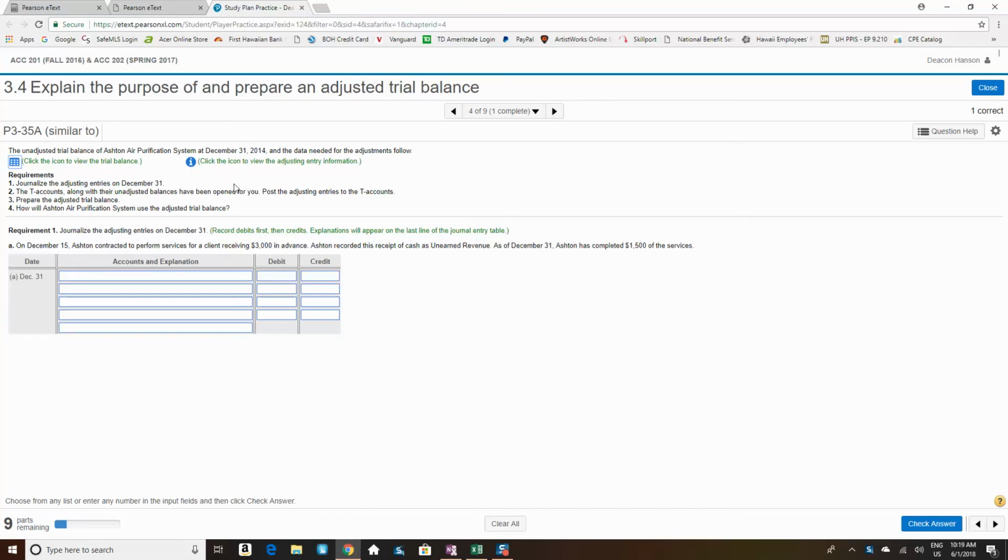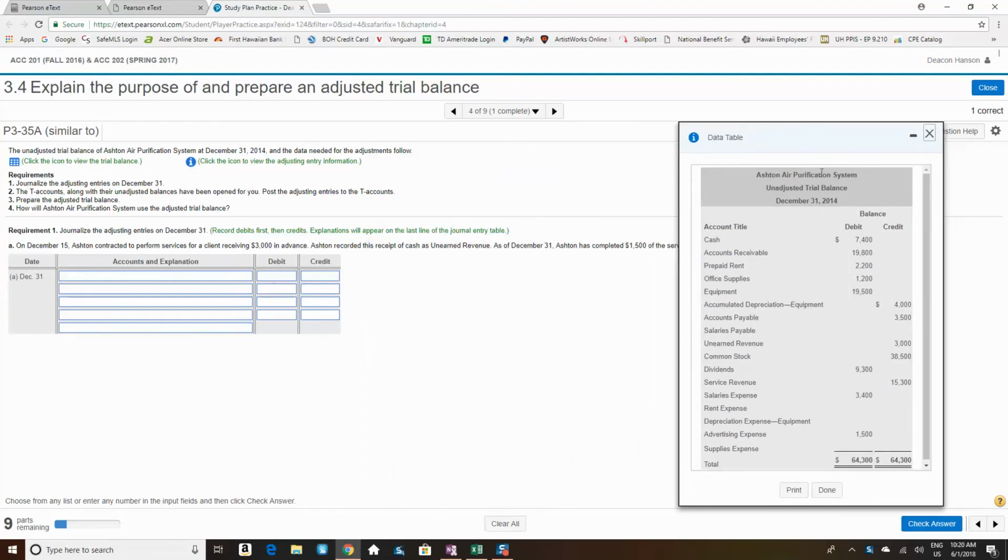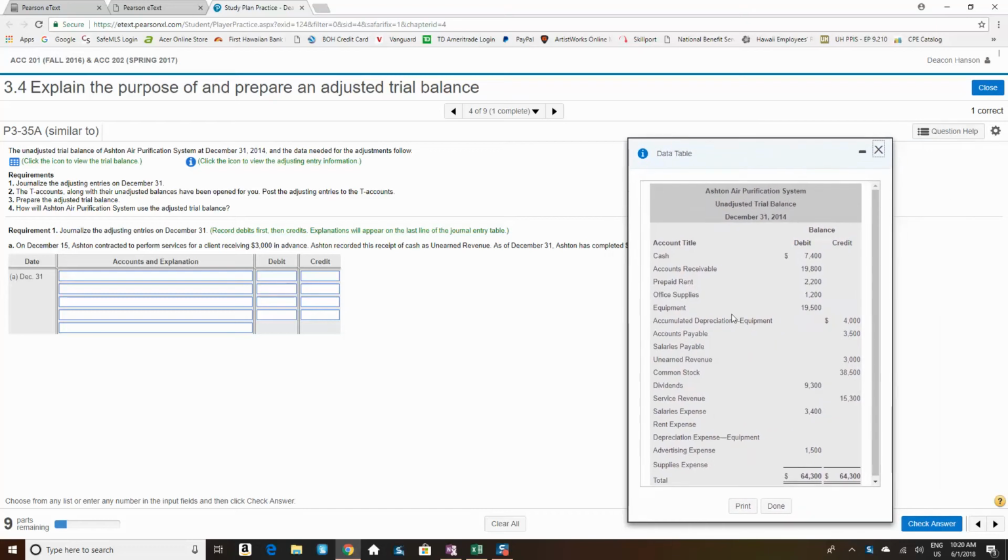So it says, on December 15, Ashton contracted to perform services for a client, receiving $3,000 in advance. Ashton recorded this receipt of cash as unearned revenue. As of December 31st, Ashton has completed $1,500 worth of those services. Okay, so what it's saying is, if you look at your unearned revenue account here, there's a $3,000 balance sitting in there. That's a $3,000 liability.